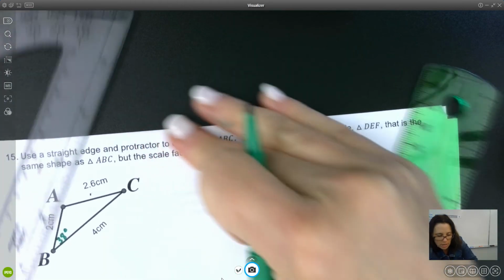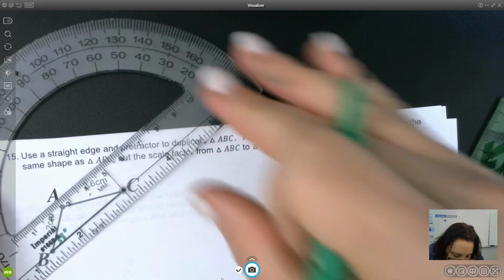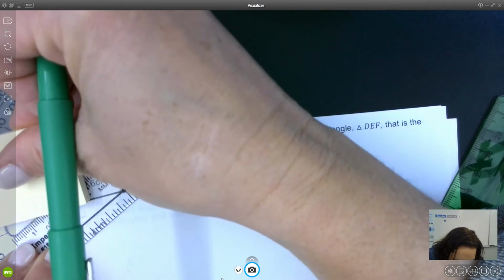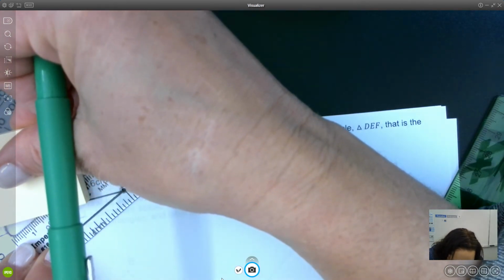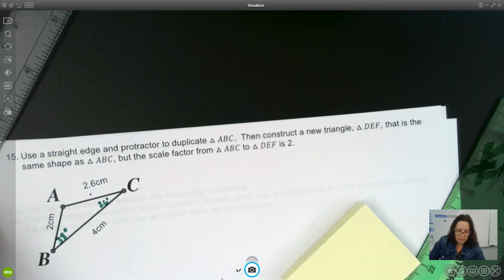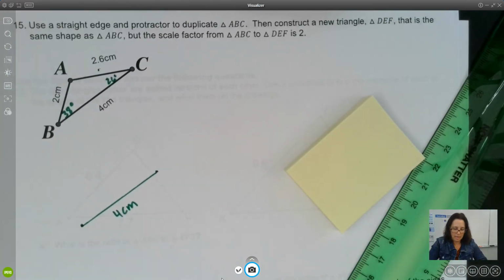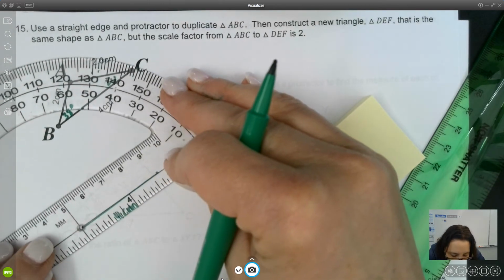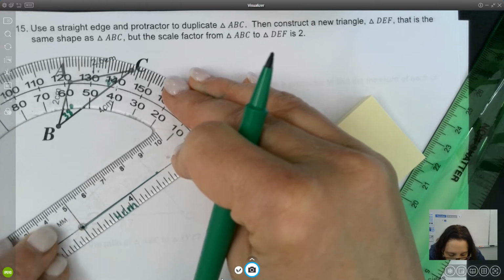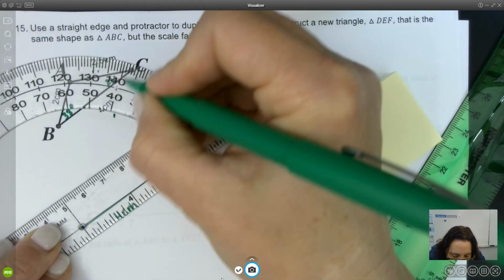Let me just measure this guy in the corner over here. And I'm measuring this guy to be like 26-ish. So now for my duplicate, I need a 38 degree angle right here. So 38 is like right about there.